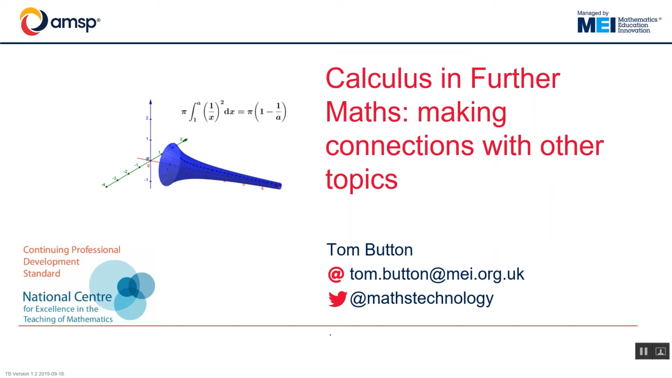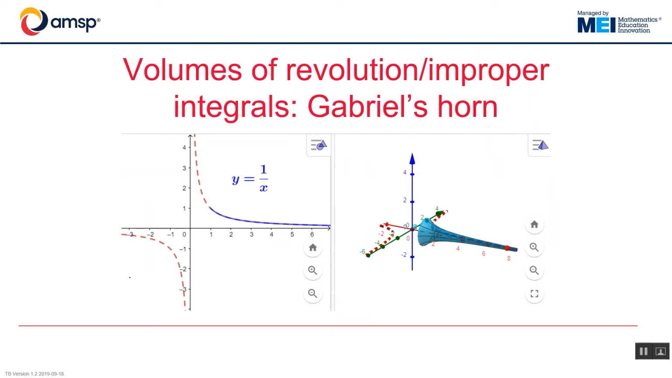In this first video, we're going to look at one of the activities that you can use to help your students see some more interesting ideas around calculus. And this activity is around Gabriel's horn, which uses some of the ideas from volumes of revolution and improper integrals, but applies them in quite an interesting way to create a really quite surprising result.